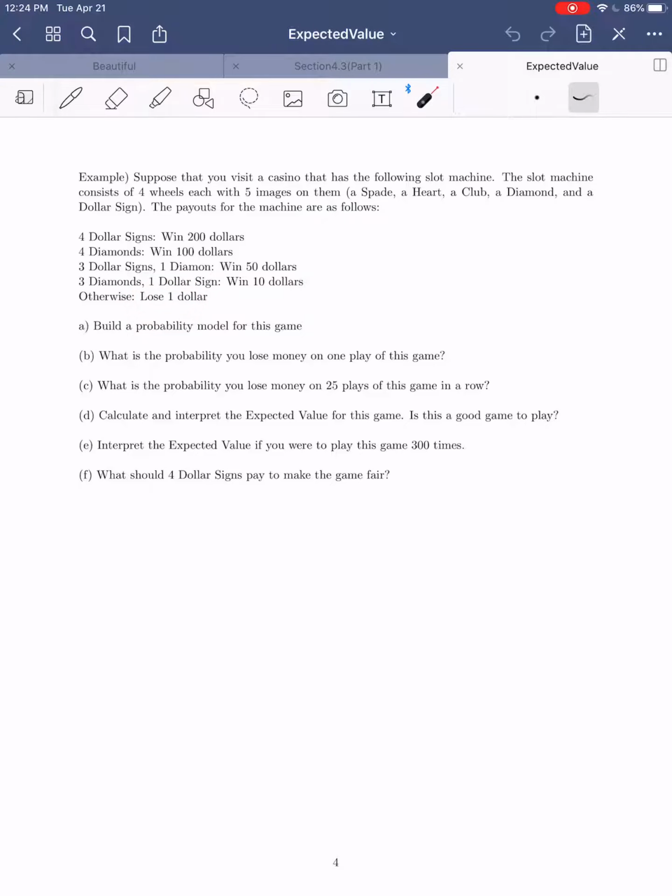So what are we going to do with this? Well, we're going to start with what we always start with whenever we're doing expected value, which is that we're going to build a probability model. We always need to build a probability model because we need to know the outcomes and their probabilities before we can go to the expected value.